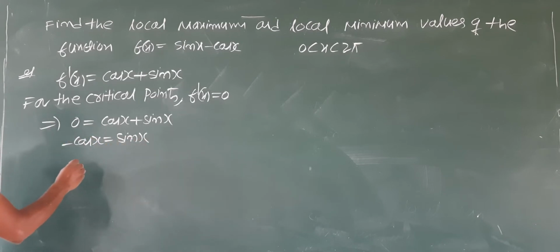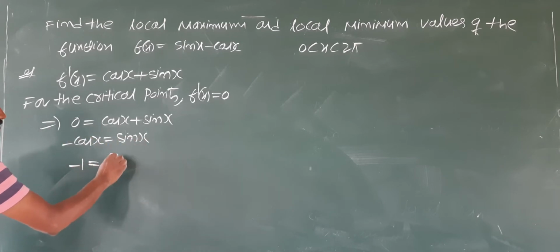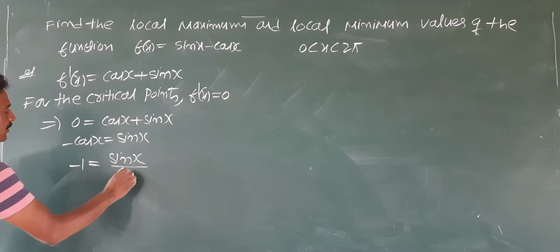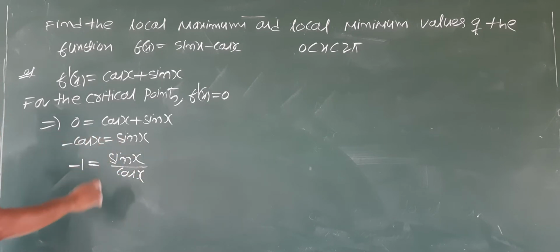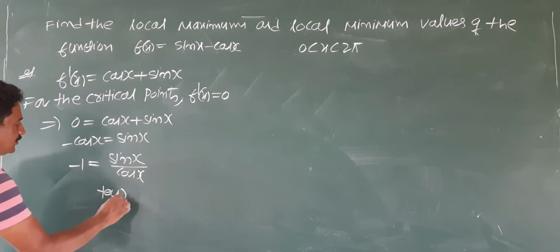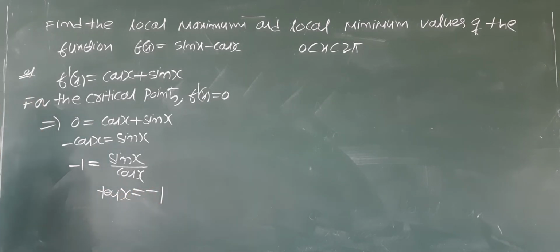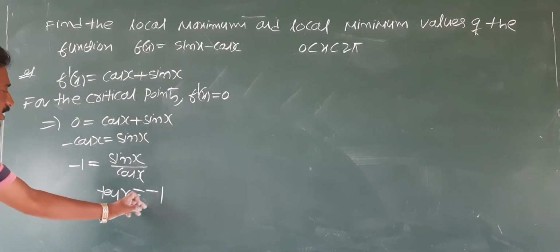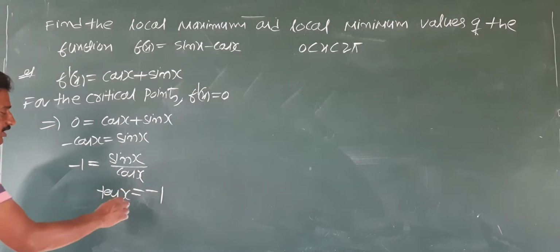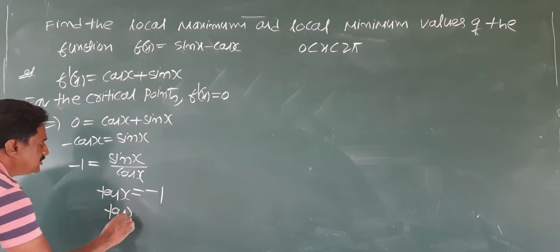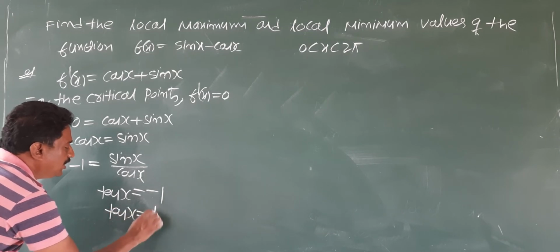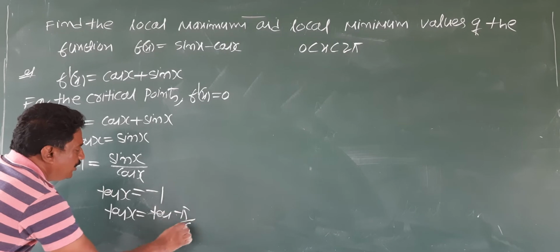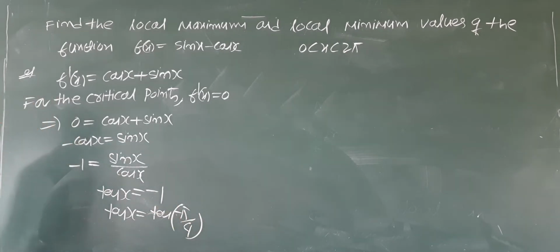Cross multiply. Minus 1 is equal to sin x by cos x. What is sin by cos? Tan x. Tan x is equal to minus 1. So tan x is equal to minus 1, negative. So tan minus pi by 4.